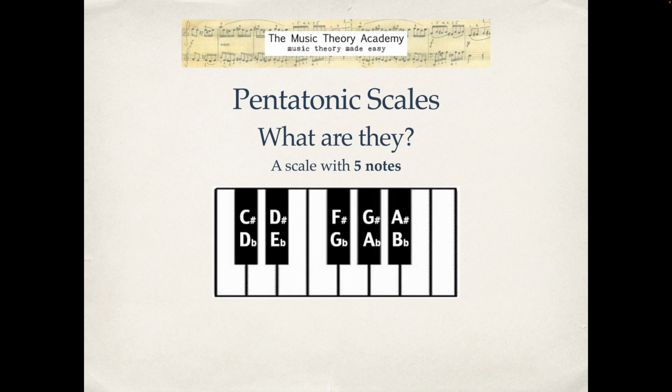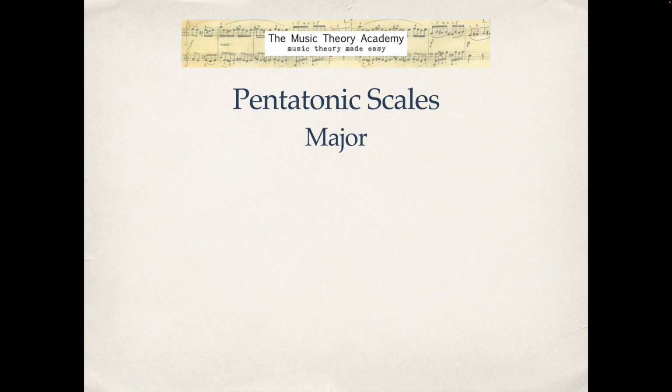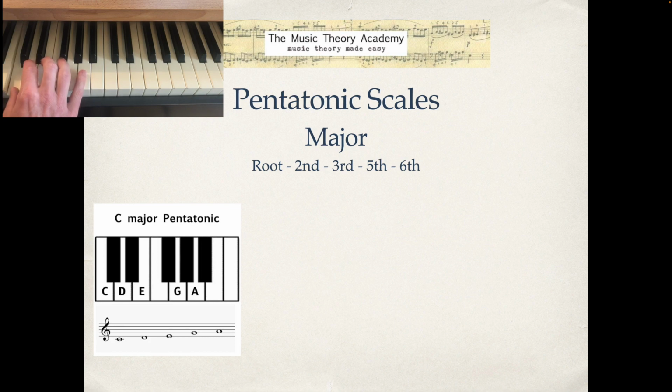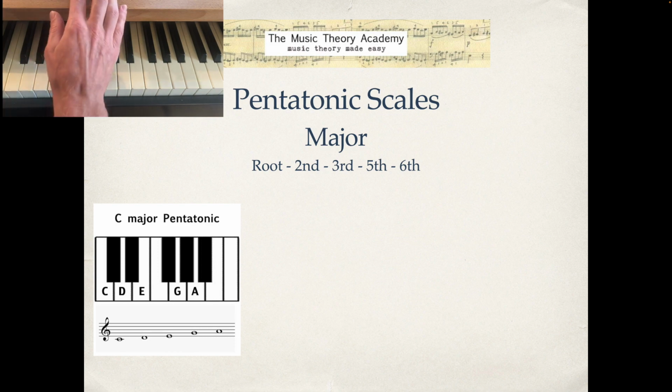There are 2 other pentatonic scales, however, that we need to look at. Firstly, the major pentatonic scale. Now, this is built on the root, 2nd, 3rd, 5th, and 6th notes of a major scale. So in C major, we would play C, D, E, G, and A. That is the C major pentatonic scale.